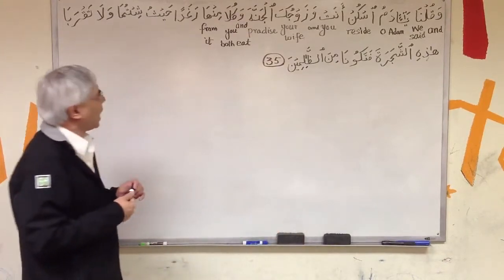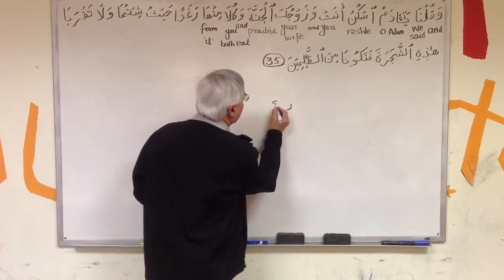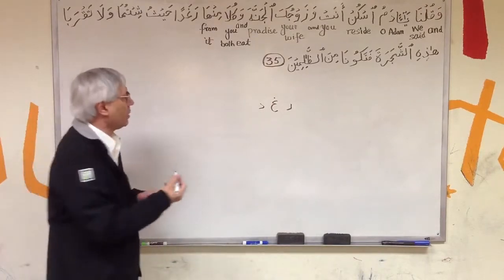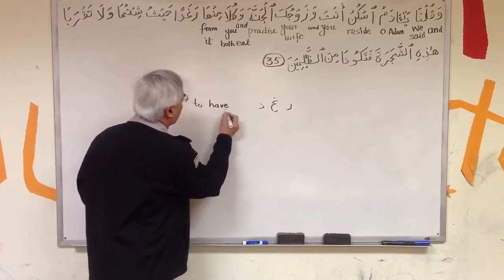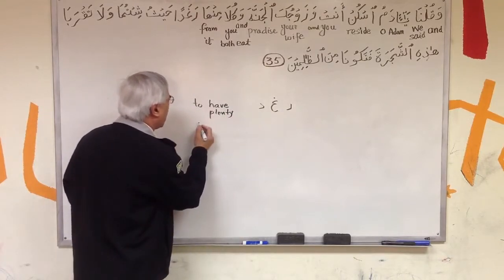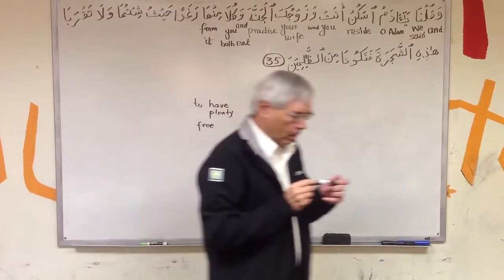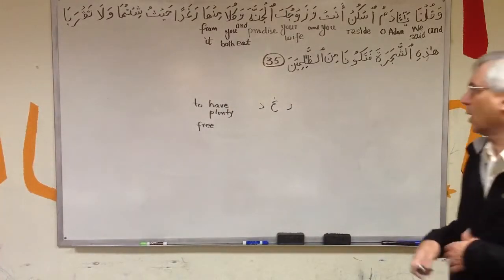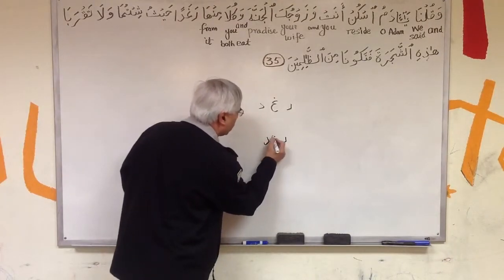Okay. After that is the word that starts with these three letters, Ra, Gha, and Dal. Okay. And this has several meanings. One of them means to have plenty. Plenty means to have a lot of something, or also free. Okay. To have something a lot, abundance, plenty of something. Okay. And raghadan is a noun which means plenty.